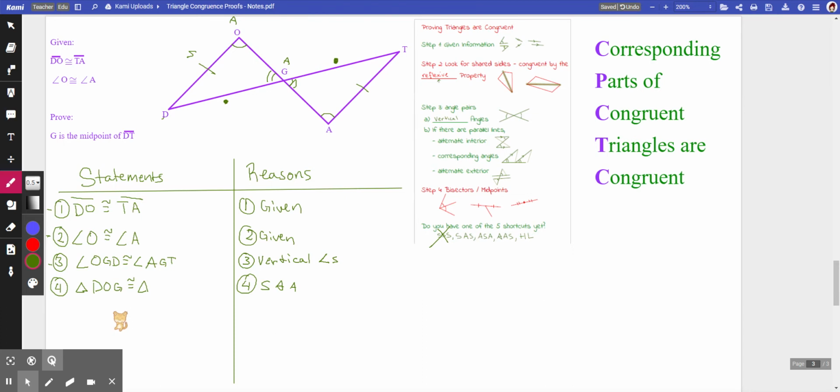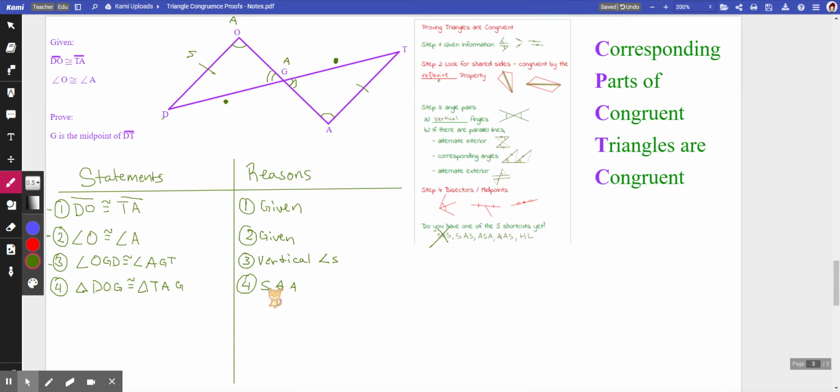So when I make my triangle congruent statement, because the goal of this proof isn't to prove the triangle is congruent, that's just a step along the way, I have to actually construct my triangle congruent statement. So I can write the first triangle in whatever order I want to, but I have to make sure that the second triangle matches. So if I start with D, then the second triangle I have to start with T, because that's the corresponding angle. And then O corresponds to A, and then G corresponds to G.